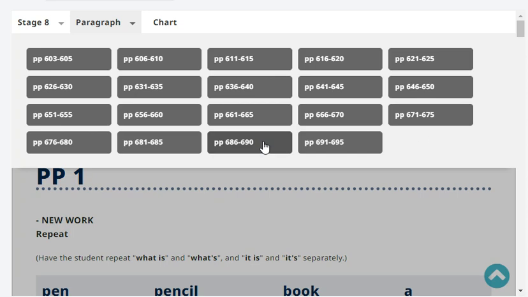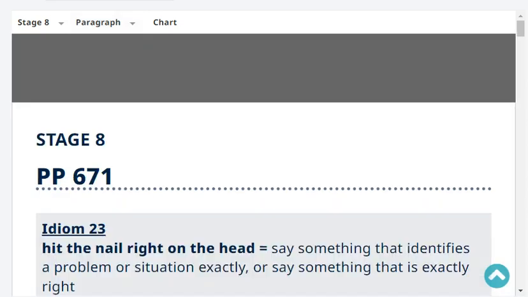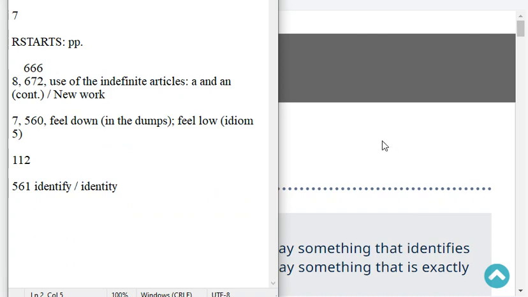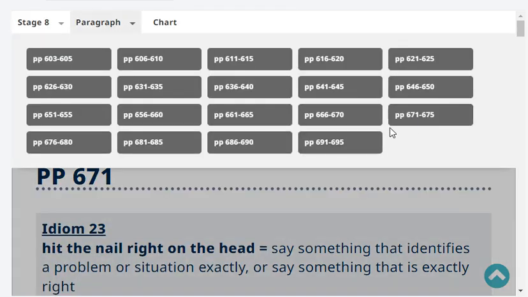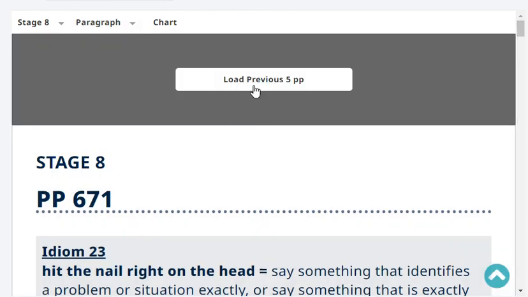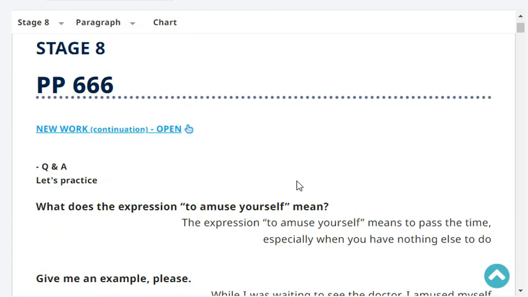Okay, and our last headword was use of the indefinite articles a and an. Okay, so let's start with our revision. Ready? Okay. Here we go.